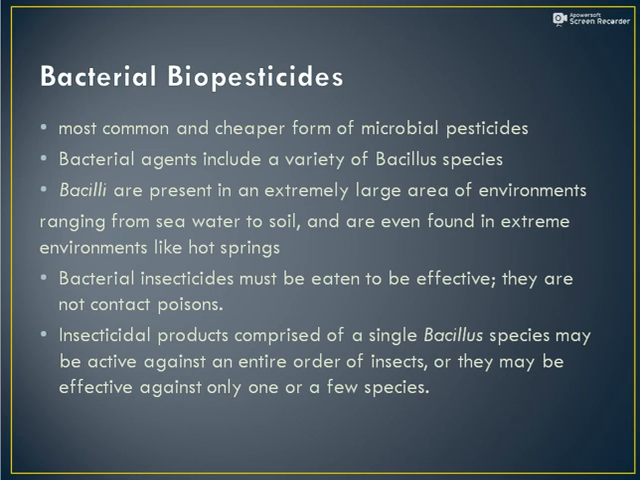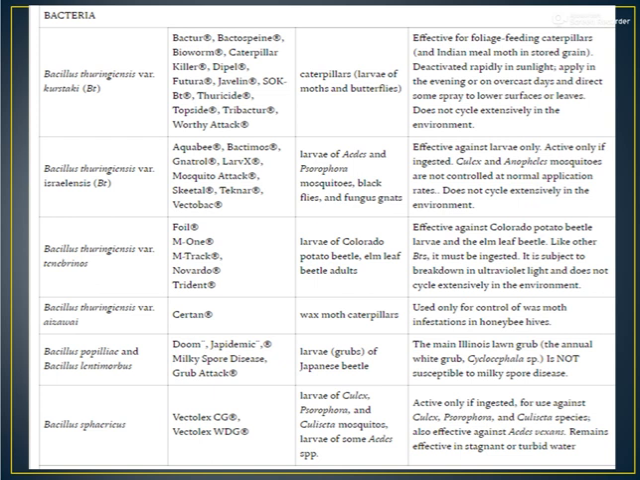Insecticidal products comprised of a single Bacillus species may be active against an entire order of insects, or they may be effective against only one or a few species. So depending upon the type of Bacillus you're giving, it might act on one particular type of insect or a group of insects which are of the same order. Now let's have a look at some examples of Bacillus species which are used as biopesticides.